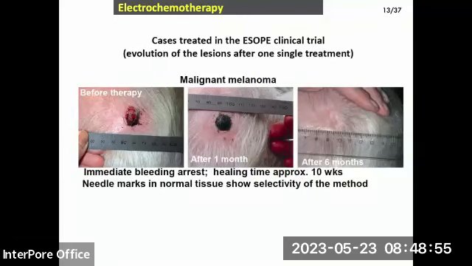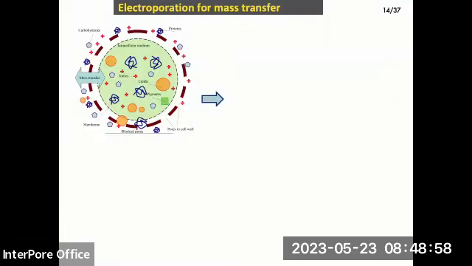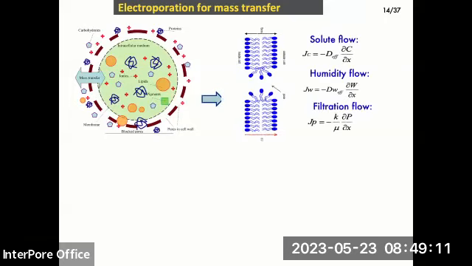But in my presentation, I will speak about another application of electroporation. This will be for mass transfer, to extract different valuable compounds from inside to outside of the cells. In this case, we can create pores in the cell membrane and enhance different flows, solid flow, humidity flow, filtration flow, and also increase the effective diffusivity coefficient and the permeability coefficient.